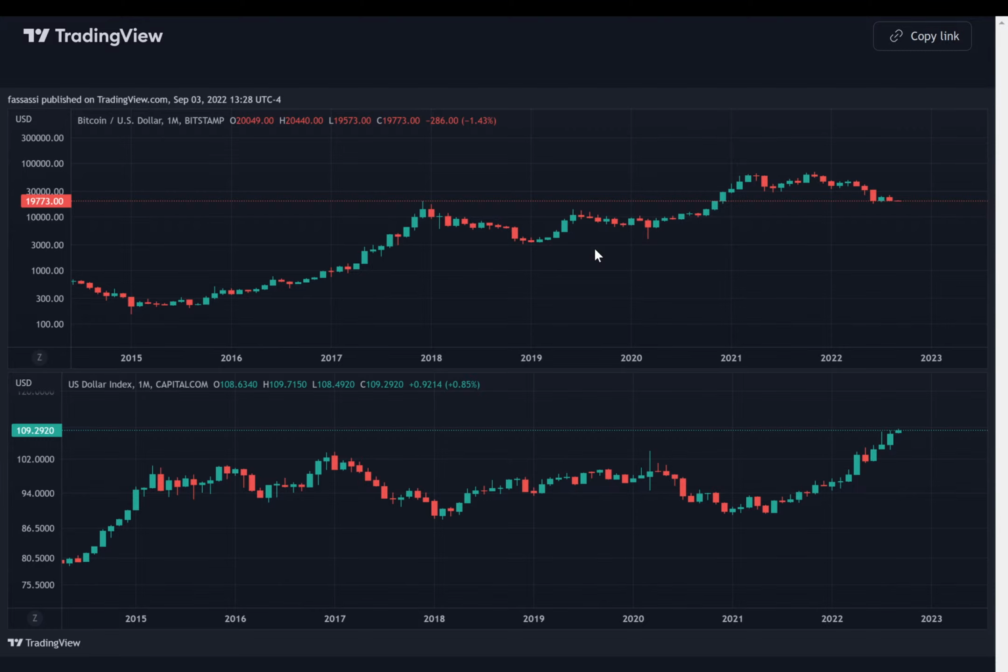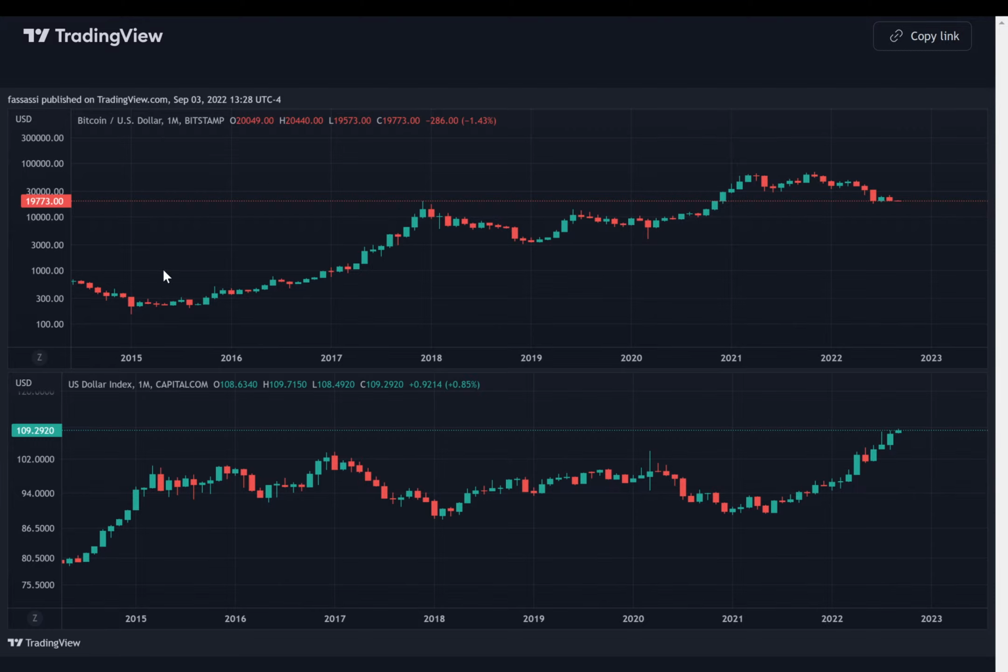If you've followed my work, you know exactly what I'm showing you. I'm showing you a monthly chart of Bitcoin and a monthly chart of the US dollar currency index, the DXY. Each bar, each candlestick, is a month's worth of trading price action. And the dates are lined up in such a way that both assets are lined up in the same way, right?